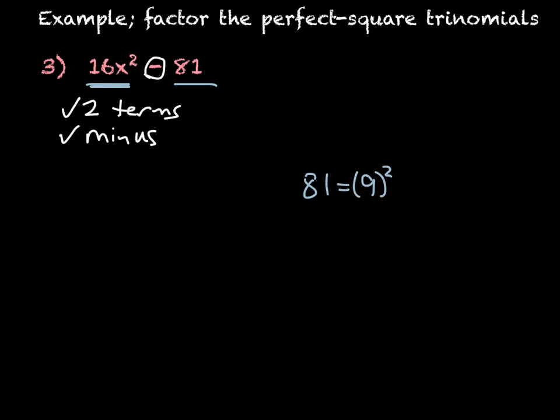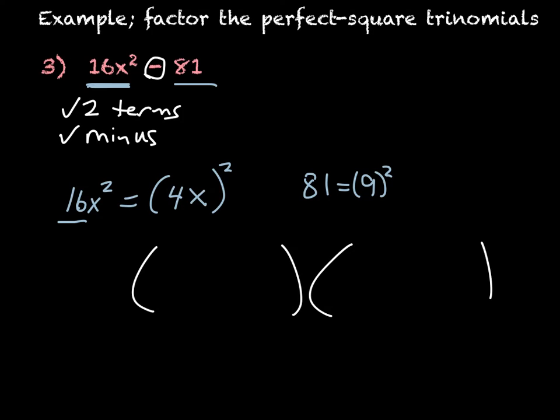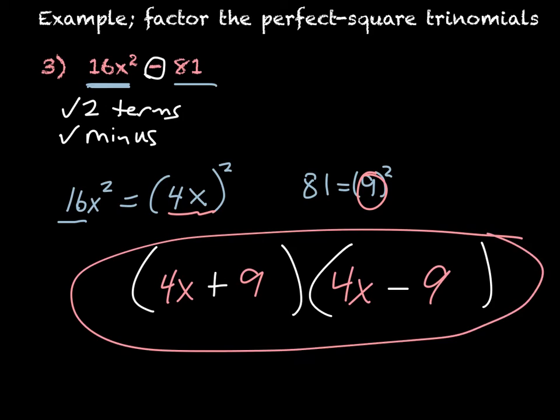And then I have to look at the next part with the x. So I know that I'm going to have an x in there. And if I look at the square root of 16, that would be 4. So 4x, quantity squared, is 16x squared. So now I can factor it out. My a plus my b, my a minus my b, putting in 4x and 9. And that would be your factored form.